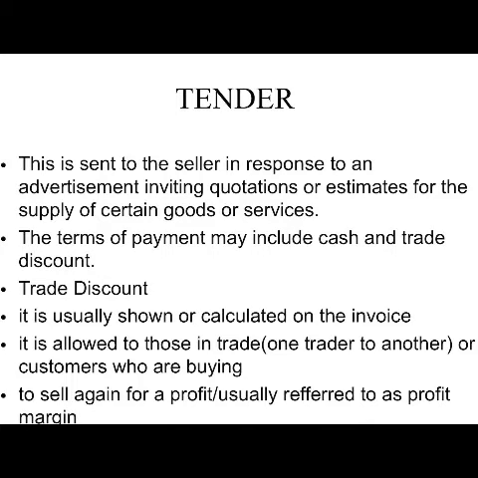So when we're talking about the trade discount, this is usually shown or calculated on the invoice. It is allowed to those in trade or customers who are buying, right, to sell again for a profit, usually referred to as a profit margin.